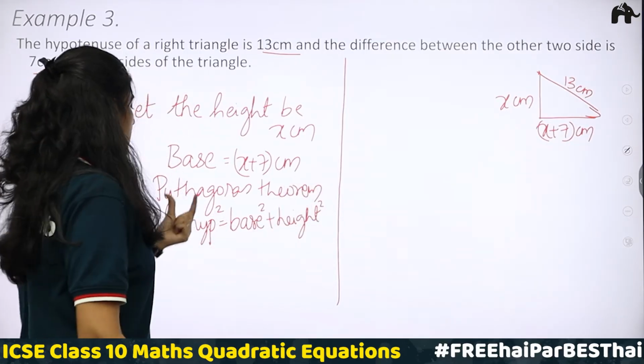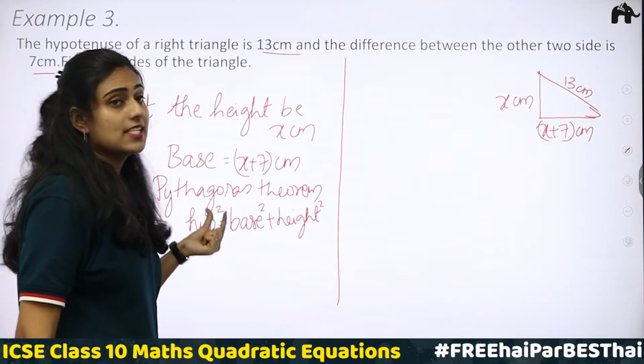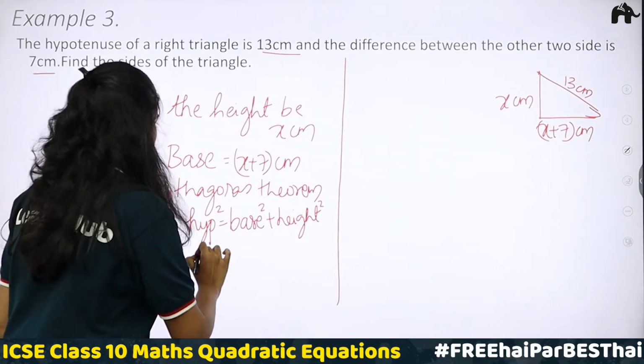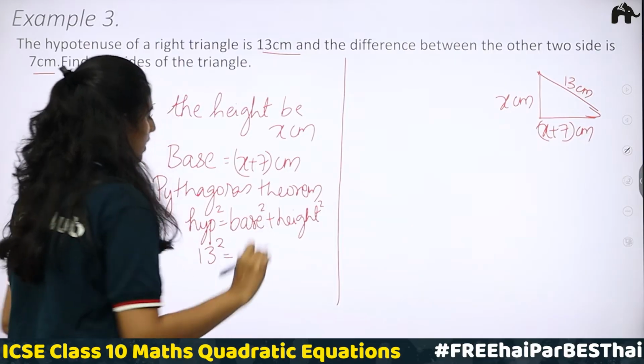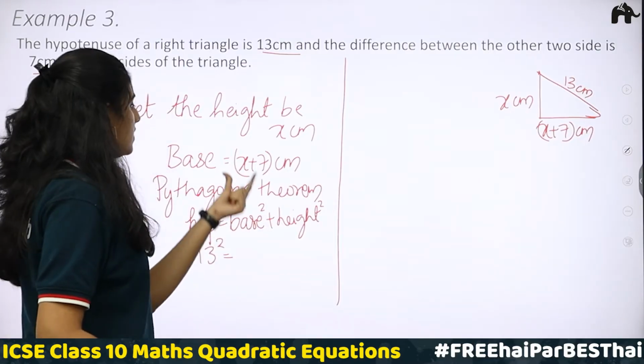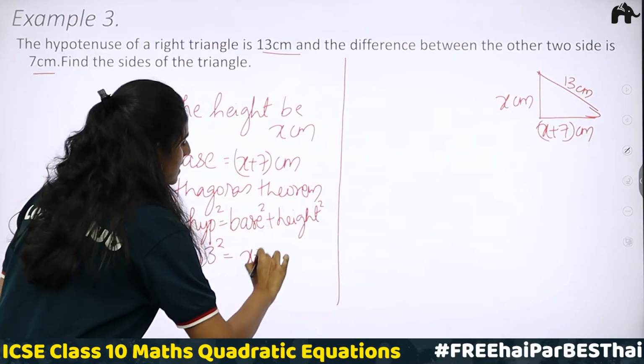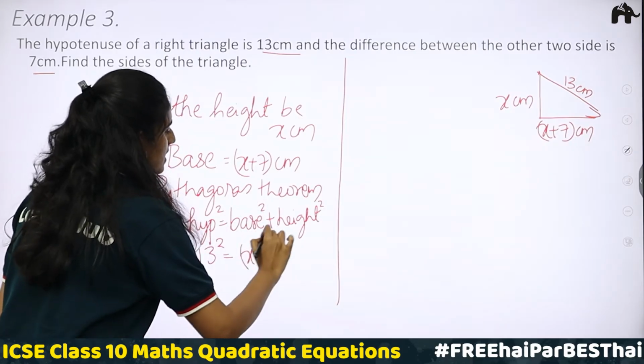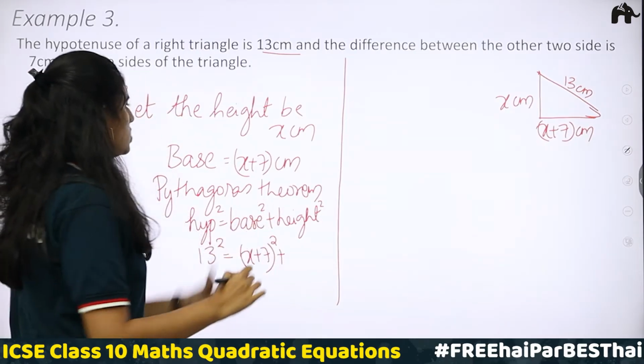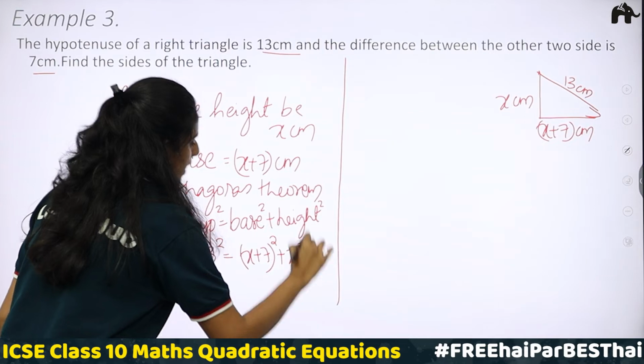Now, put the value. Here, what is hypotenuse? Hypotenuse is given 13 centimeter. 13 square is equal to base square. Base we have taken x plus 7 centimeter. x plus 7 square plus height square. Height is x. x square.